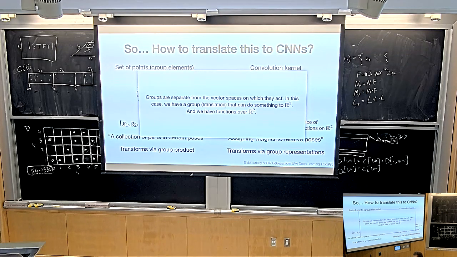But if you look at rotation matrices, right? Rotation matrices act on 2-dimensional vectors as well. You can have a 2-dimensional vector in R2, and you can rotate it. But rotation matrices aren't themselves 2-dimensional vectors. So generally, the group is not identical to the vector space that the group acts on. Rotation matrices are separate from the space that they act on. You can rotate 2-dimensional vectors, but rotation matrices are not 2-dimensional vectors.